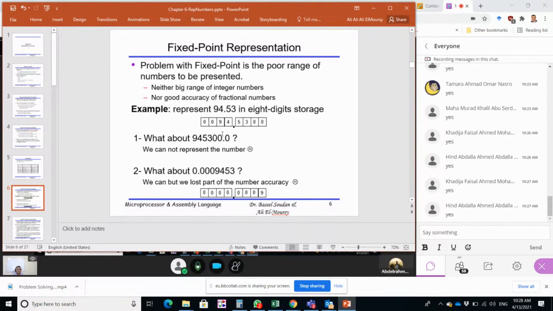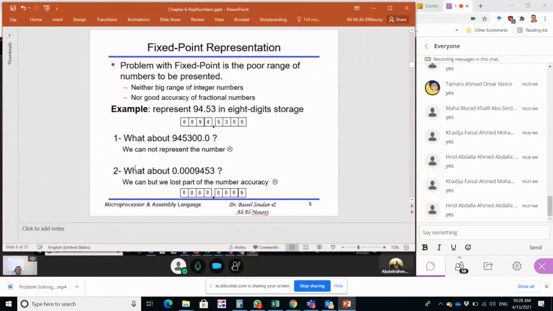If you have an 8 digit storage, intuitively you will say, okay, for the fixed point representation, I should well define where my decimal point is. And intuitively, I will have, as the slide is showing here, can you see the slide, guys? Can everyone see the slide? The slide here tells me how many digits are to store the integer and how many digits are to store the fraction.